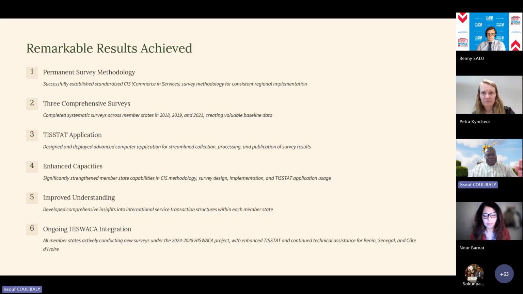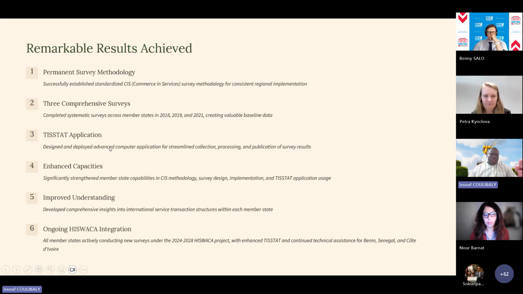Three, comprehensive surveys. Each country conducts completely systematic surveys across member states in 2018, 2019, 2021, creating valuable baseline data.